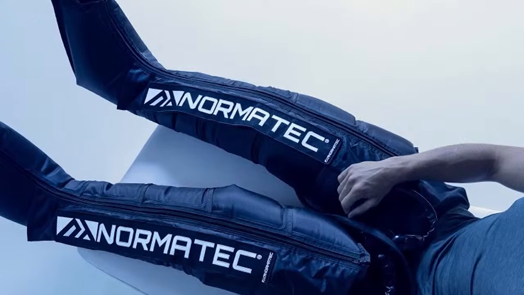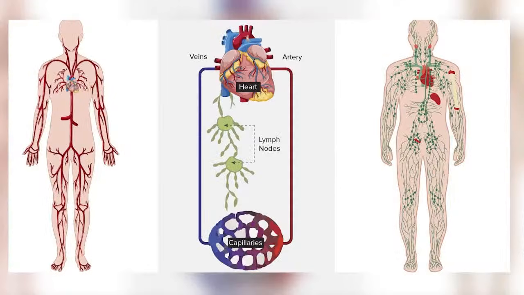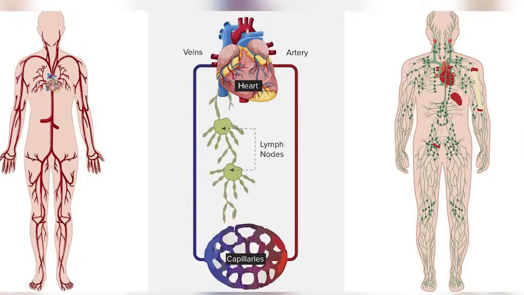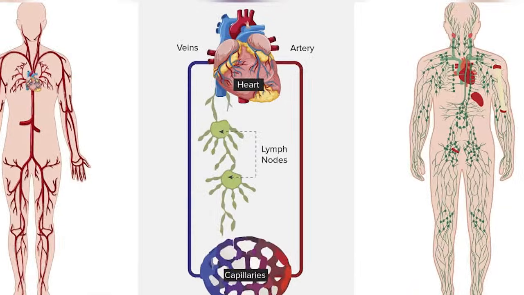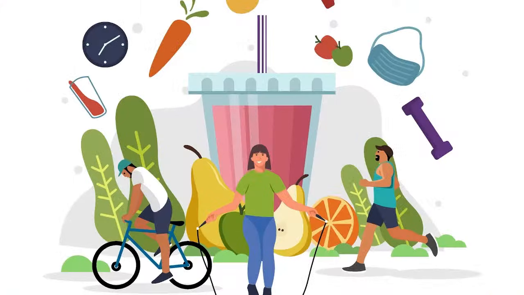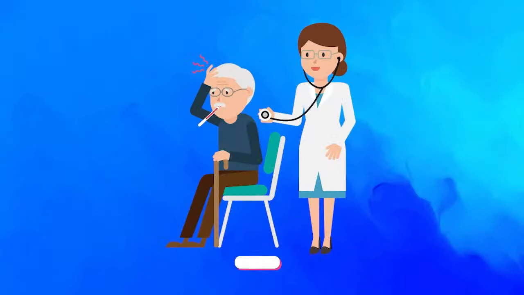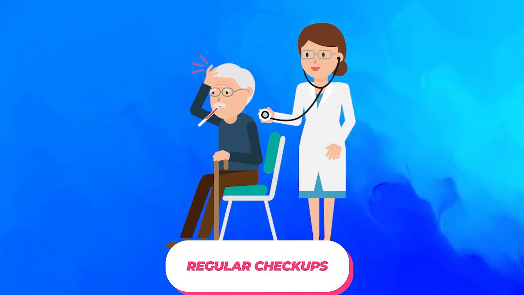It is also important to take care of the lymphatic system by avoiding risk factors such as excessive alcohol consumption and smoking. Overall, the lymphatic system is a complex and vital part of the body that plays a crucial role in the body's overall health and well-being. It is important to take care of the lymphatic system by maintaining a healthy lifestyle, staying active, and having regular checkups to ensure its proper functioning.